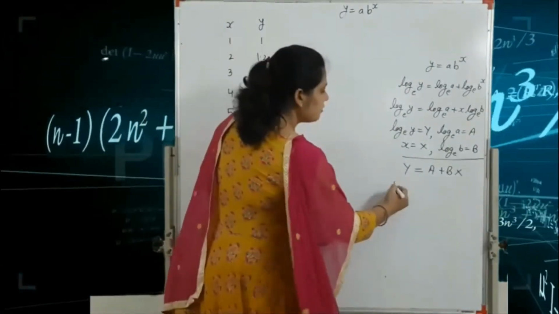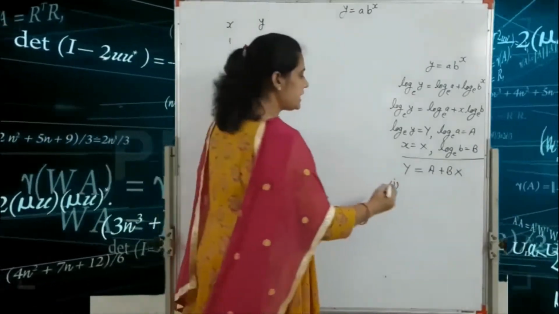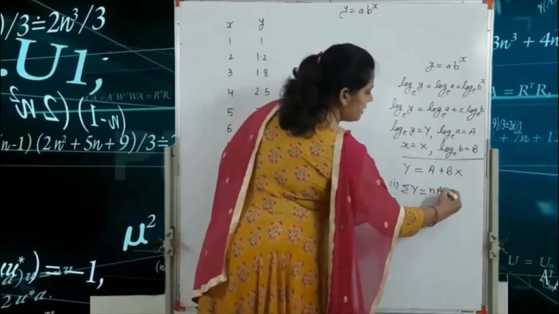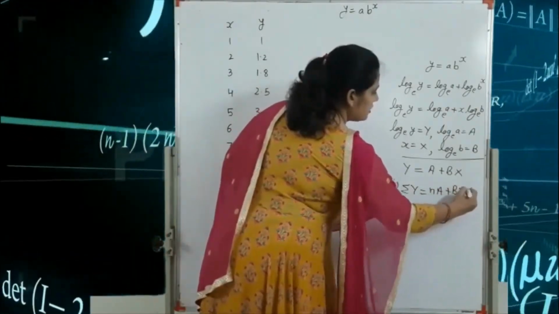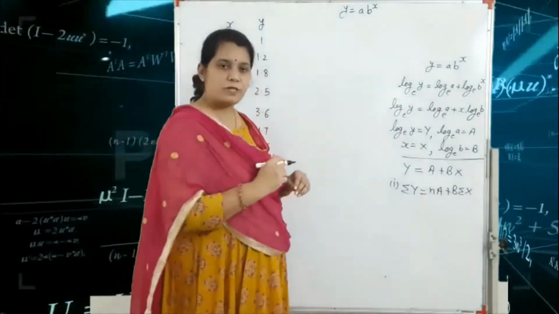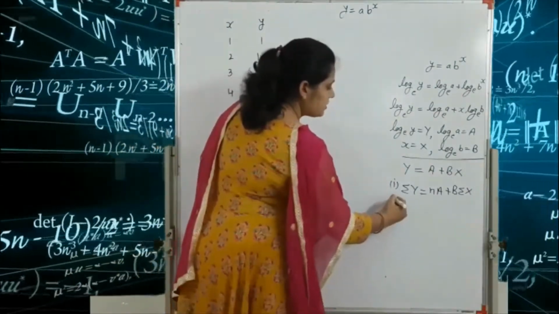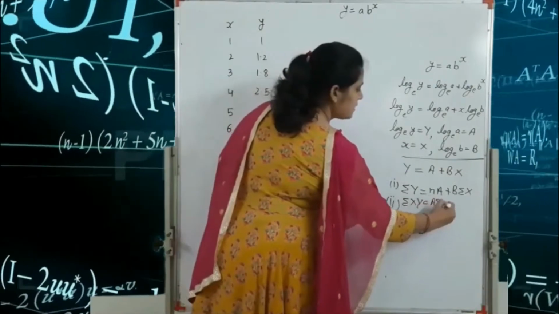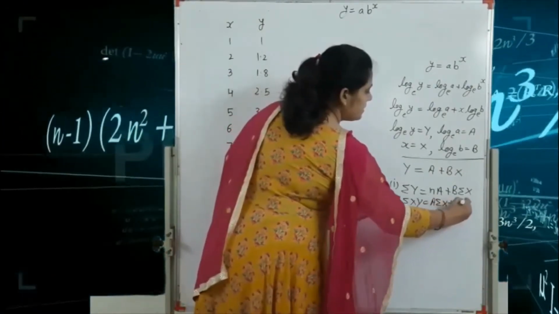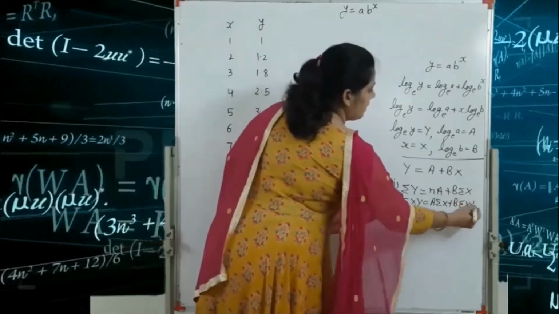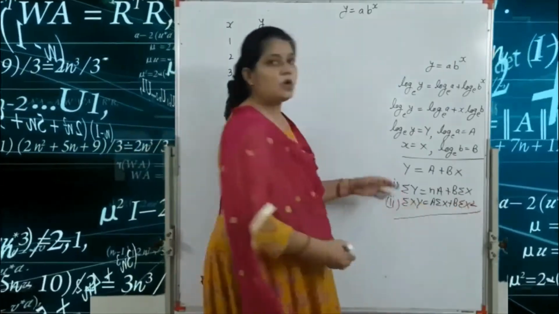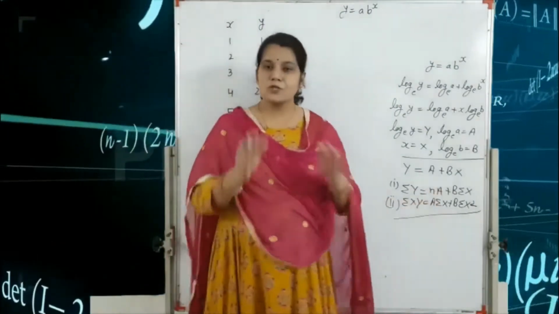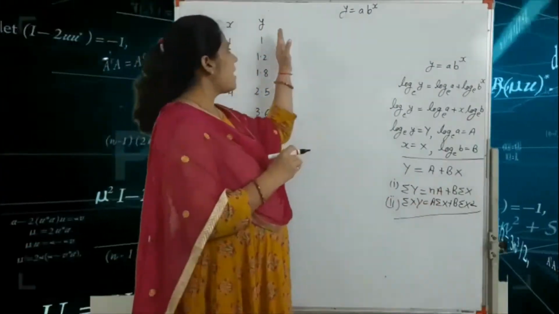So after solving this curve, we take the two normal equations. Summation Y is equal to nA plus B summation X. This is the first normal equation. And the second normal equation is what? Summation XY is equal to A summation X plus B summation X square. So these are the two normal equations. So according to these two normal equations, we make the table.